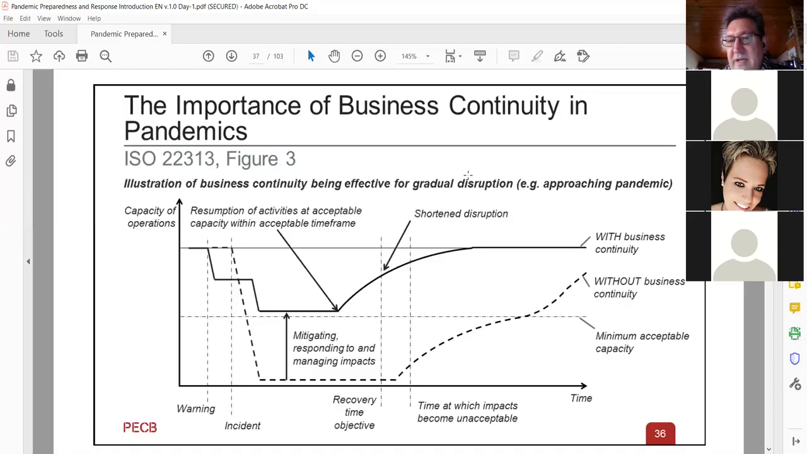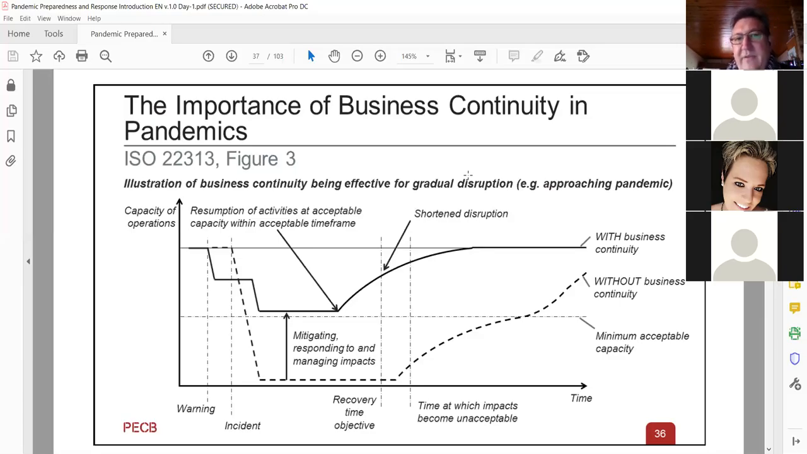Then your shortened disruption, and then if we're looking on the right-hand side, what is the system with business continuity implementation, without business continuity implementation, and what is your minimum acceptable capacity? They're calling that in business continuity the MAC. What is your minimum acceptable capacity that you can actually work with?